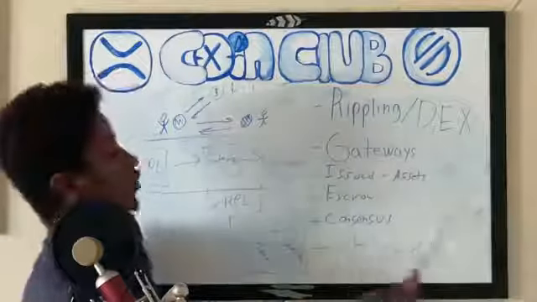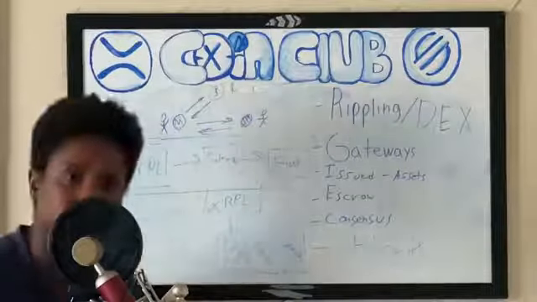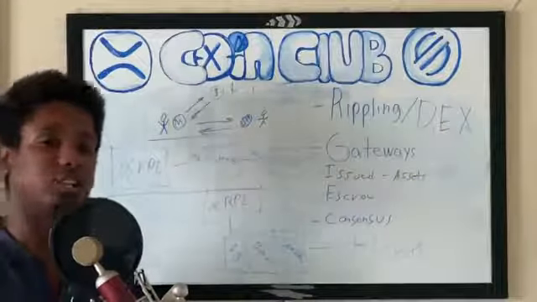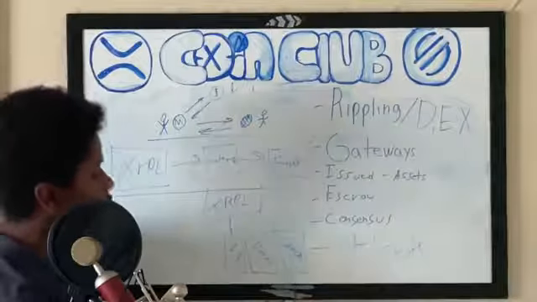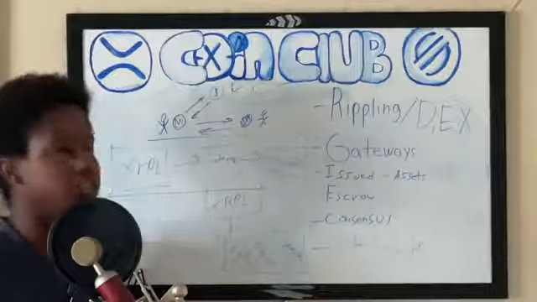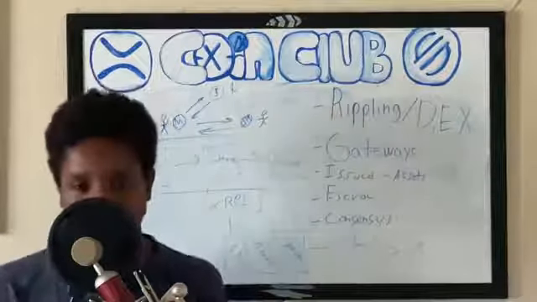Now we've got issued assets, my favorite. Now with issued assets on the XRP ledger, the native asset is XRP itself, but you're also able to issue assets of whatever you want. You can issue stocks, you can issue bonds, you can issue currencies, you can issue commodities, you can issue NFTs, you can issue whatever you want.